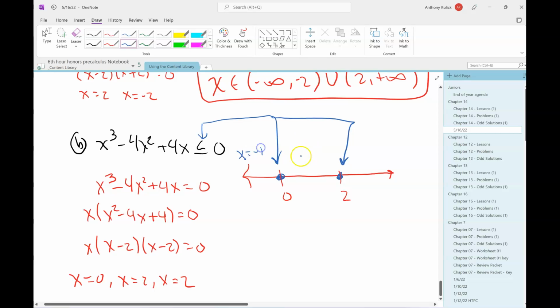So I'll pick some test values then. Again, does it matter what you pick for your test values? Not really. As long as it's inside the interval, you're good. So what do we get here? That's going to be a negative. And then I put in 1, and that's going to be a positive. And I put in 3, 27 minus 36 plus 12 is also positive.